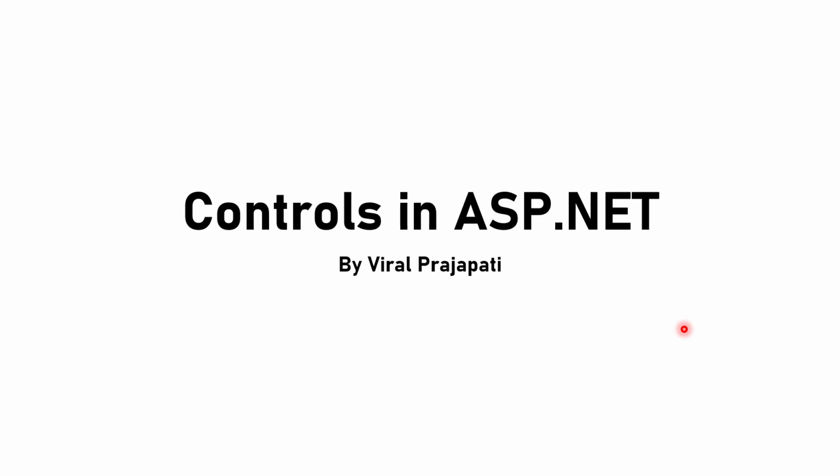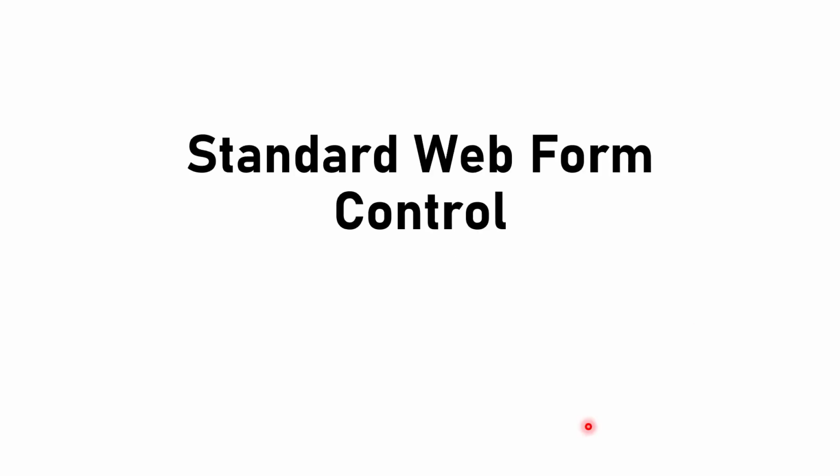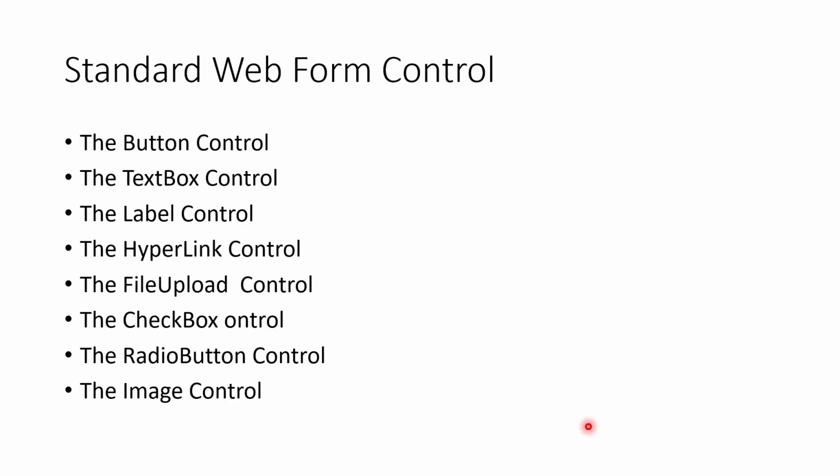Hello everyone. We are going to discuss standard web controls available in ASP.NET. So these are the list of standard web controls which are available in ASP.NET. First one is button, second one is text box, third is label, fourth is hyperlink, next is file upload, next is checkbox control, then radio button control, and last one is image control.